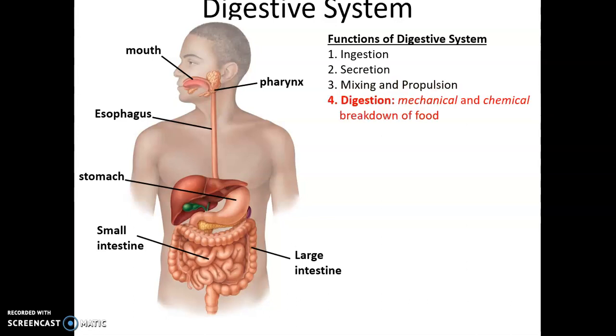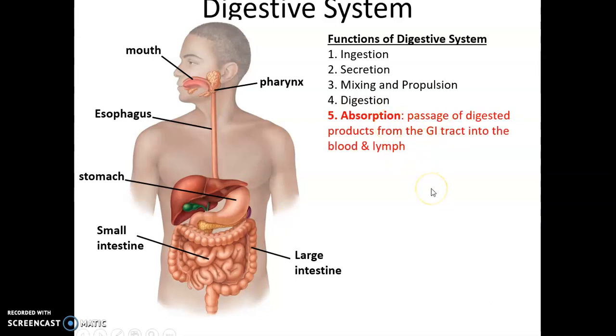Digestion. Digestion is either mechanical and or chemical. Mechanical breakdown of food is making it from big pieces to small pieces. And chemical digestion is taking big molecules like proteins and breaking them down into small molecules such as amino acids.